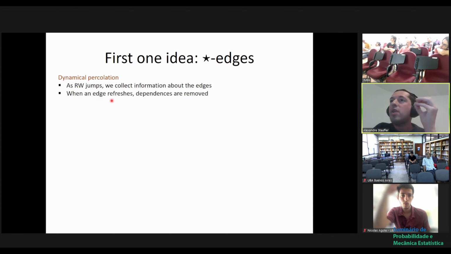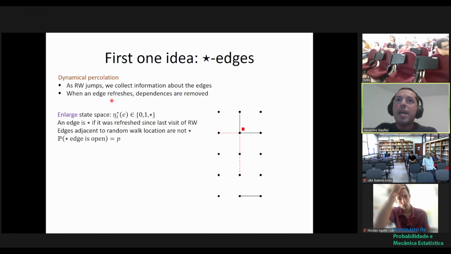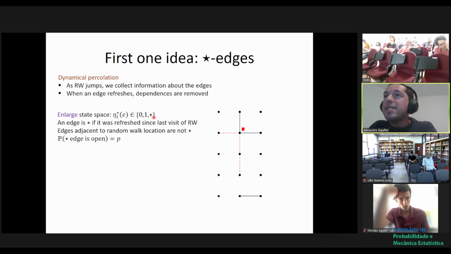The moment the edge refreshes, all dependence on that information is removed completely, because the edge really becomes fresh, independent of anything that happened in the past. And this motivated us to introduce a third state of an edge, which we call star. So the edge could be in 3 states now: 0 meaning closed, 1 meaning open, and star. The star means that the edge was refreshed since the last time the walker visited it. And just for convenience, we always take the edges adjacent to the random walk not to be star. So those are always revealed.